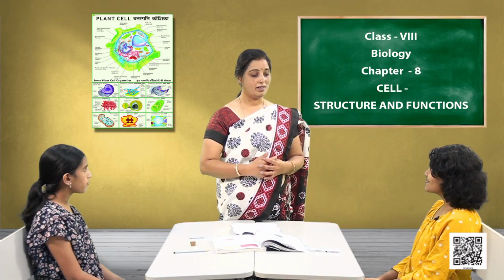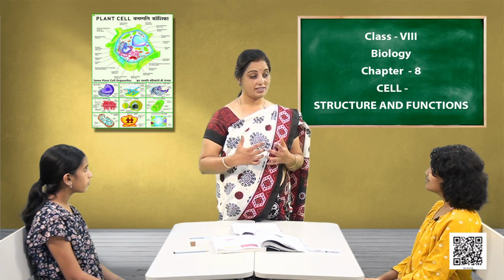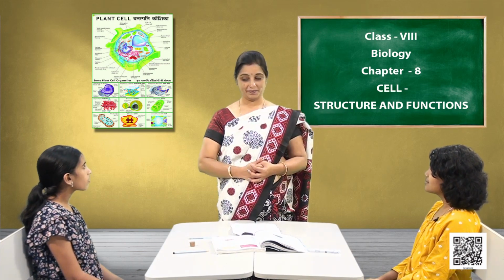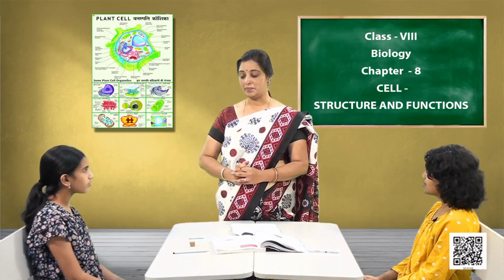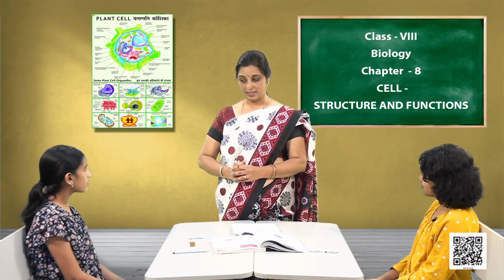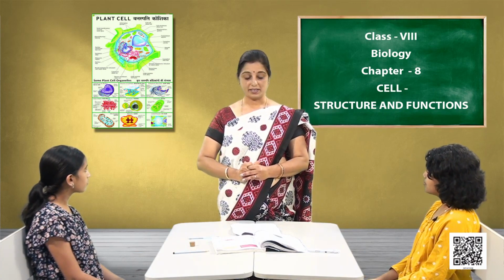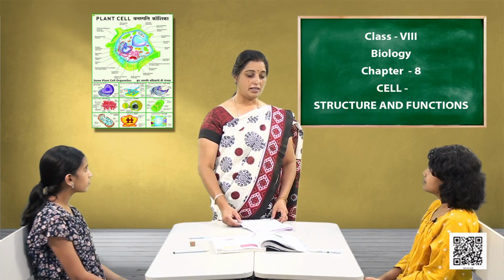Ma'am, how many cells are there in the human body? A human body can have 30 trillion cells. 30 trillion? Yes, 30 trillion. How much is 1 trillion, Spurti? Ma'am, 1 trillion is equal to 1000 billion. Yes. And how much is 1 billion? Ma'am, 1 trillion is equal to 1000 billion and 1 billion is equal to 1000 million and 1 million is equal to 10 lakhs.